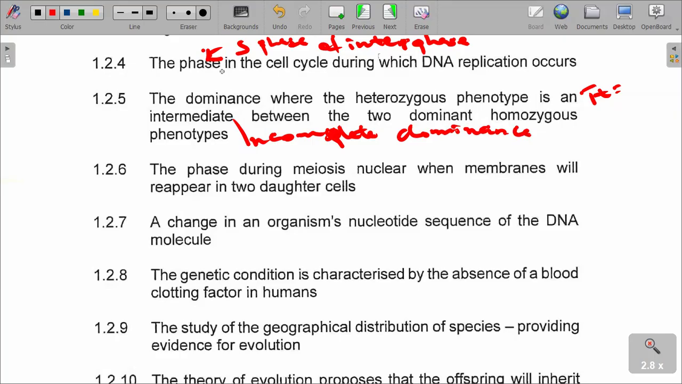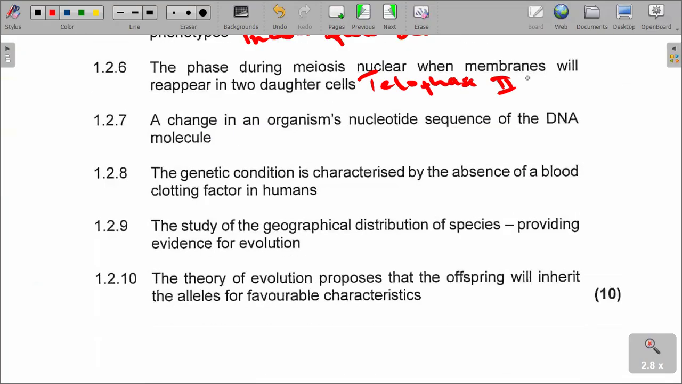And then the phase during meiosis when nuclear membranes will reappear in two daughter cells. It is telophase 2. I'm sure that we can remember that the phase where the nuclear membrane rewraps the chromosomes like a cling film is what is called telophase 2.